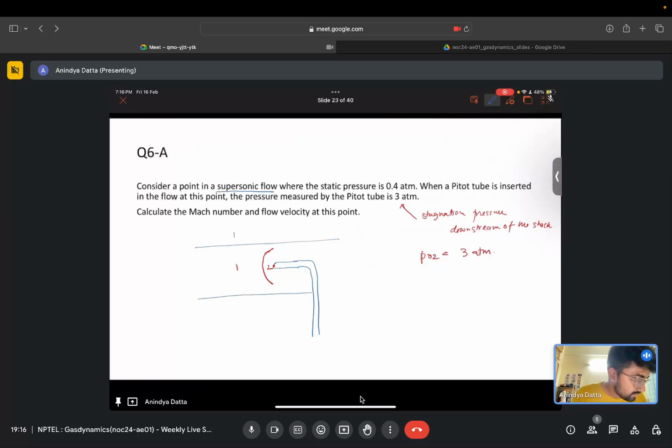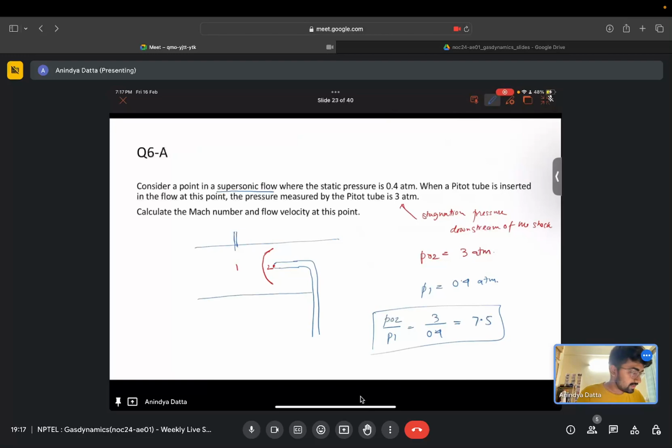Upstream here we will generally have one more manometer that measures the static pressure. So P1 is equal to 0.4 atm. So this ratio P02 by P1 is 3 by 0.4, which is equal to 7.5. Now we need to compute the Mach number.